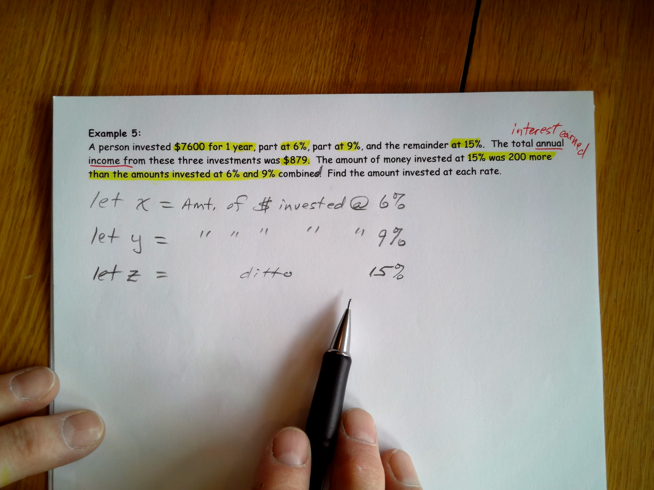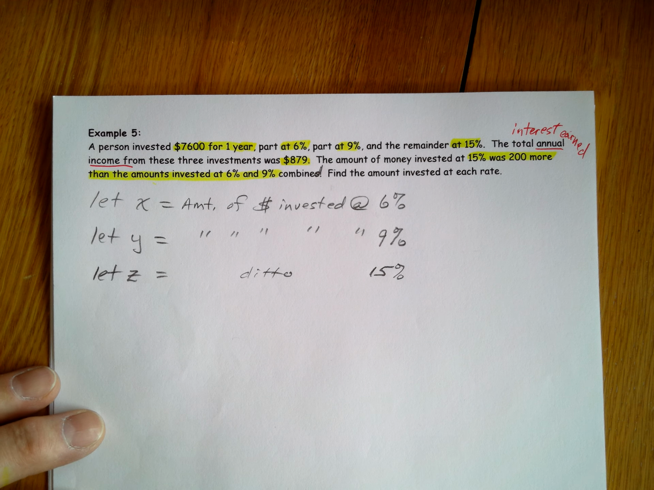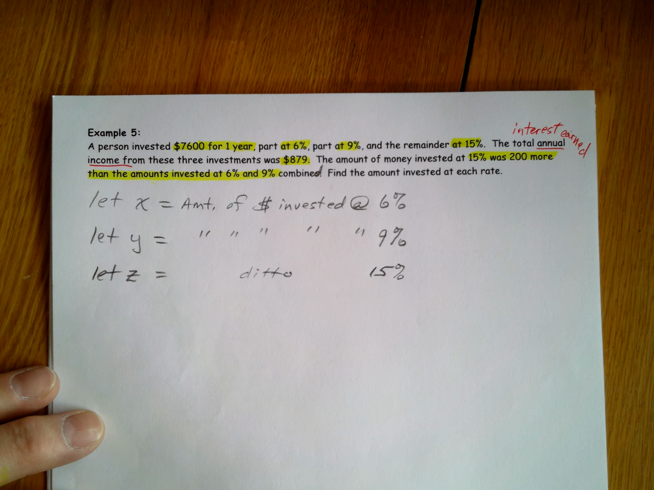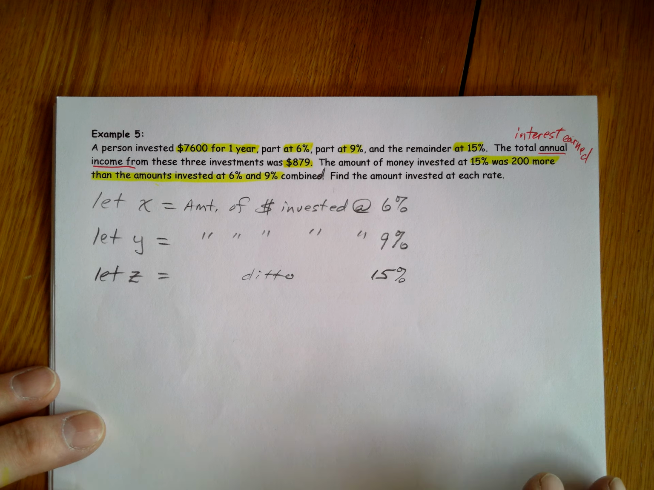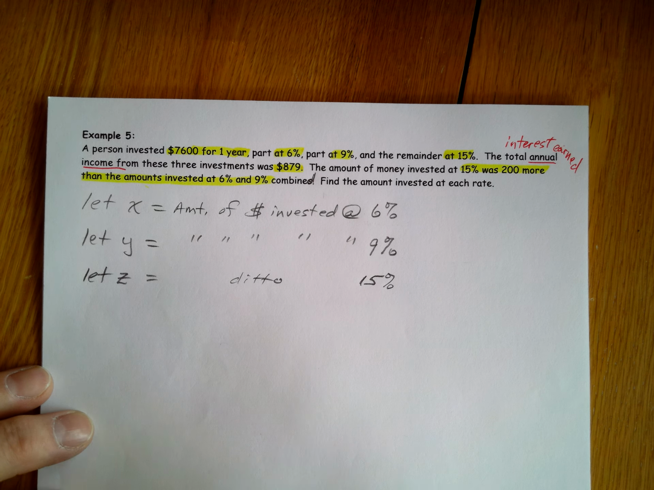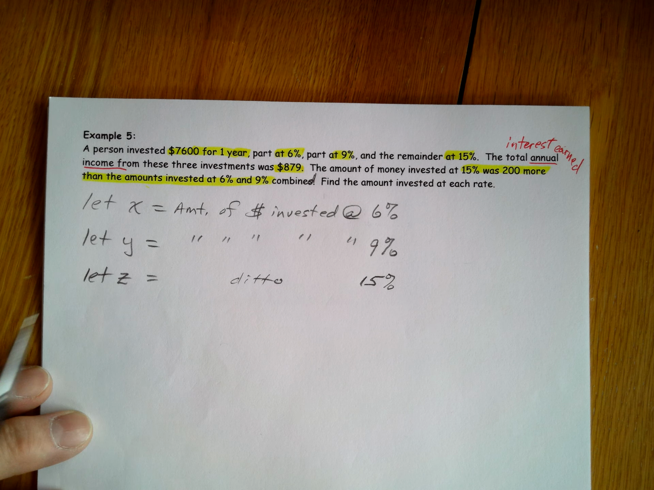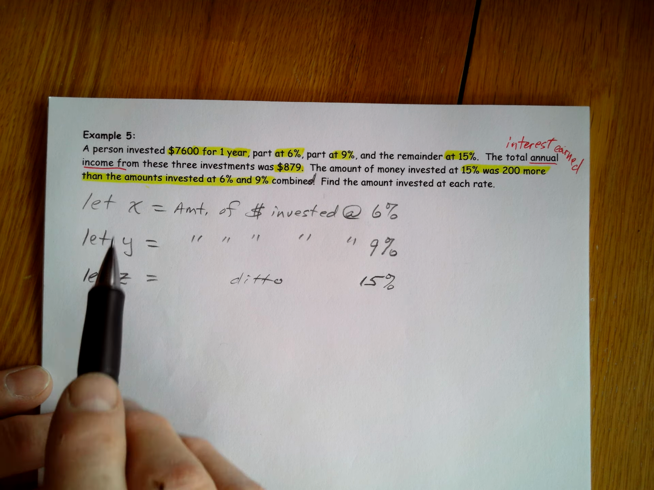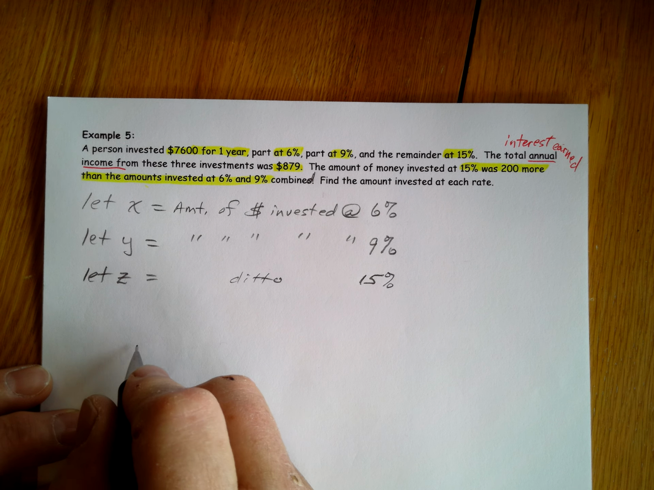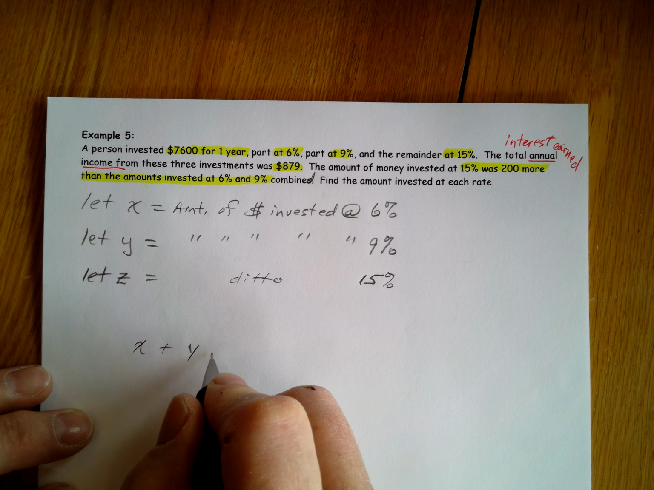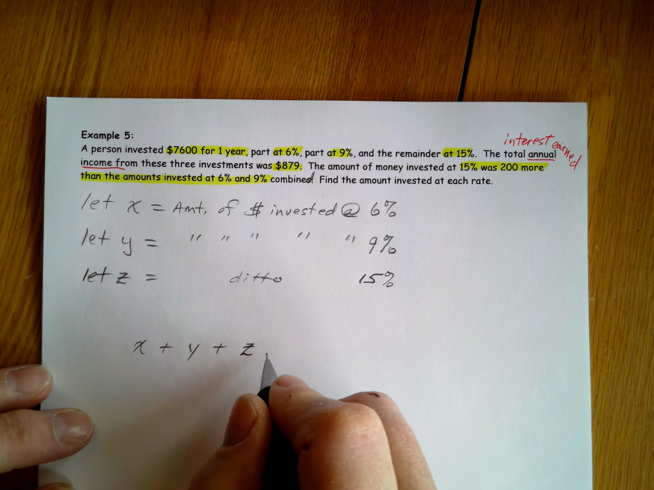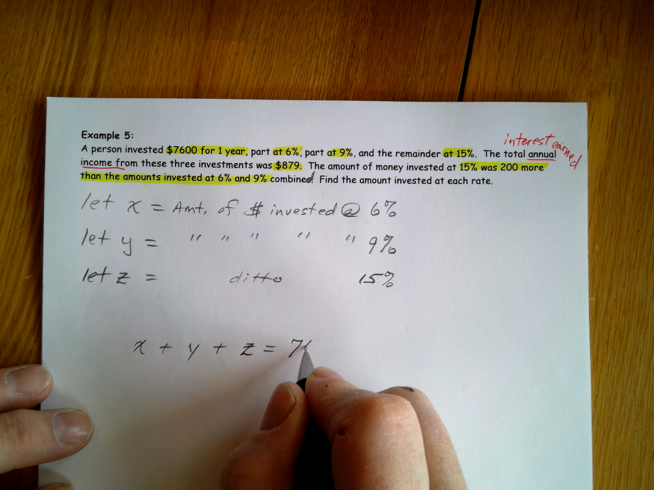Now, what we have to do is think about the three equations that we have to write. And how do I know it's three? Because there's three accounts. So there's three variables. What do we know about X plus Y plus Z? Well, they all add up to $7,600.